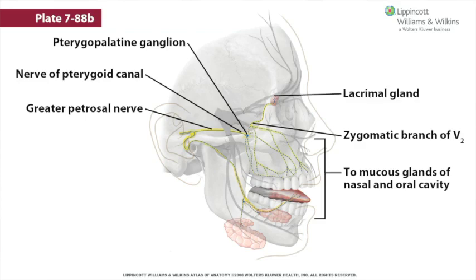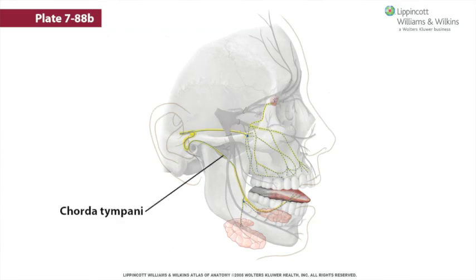The facial nerve takes another inferior turn within the canal and gives off the chorda tympani branch, which carries preganglionic parasympathetic fibers and taste fibers. The chorda tympani traverses the tympanic cavity and passes through the petrotympanic fissure between the petrous and tympanic portions of the temporal bone to reach the infratemporal fossa.